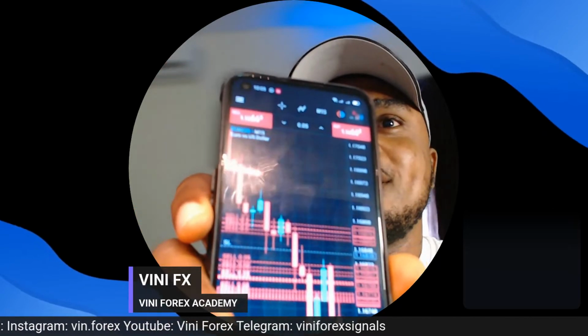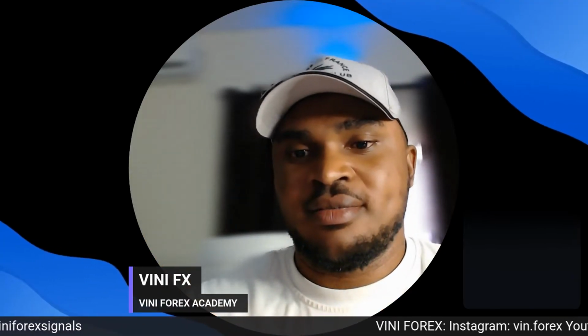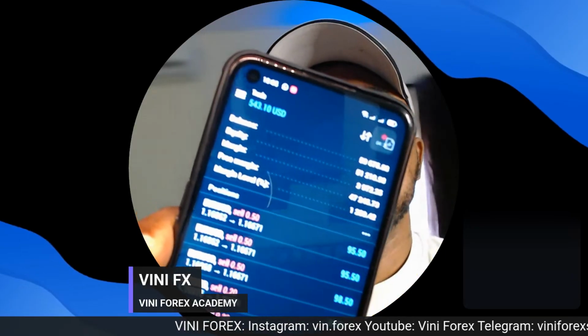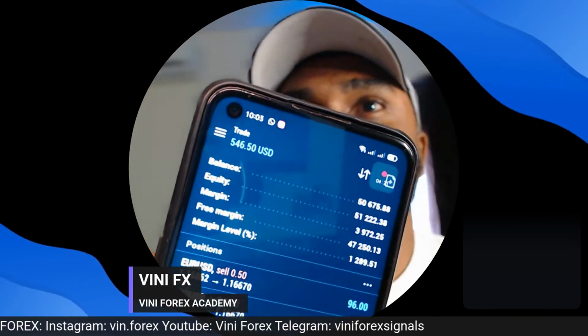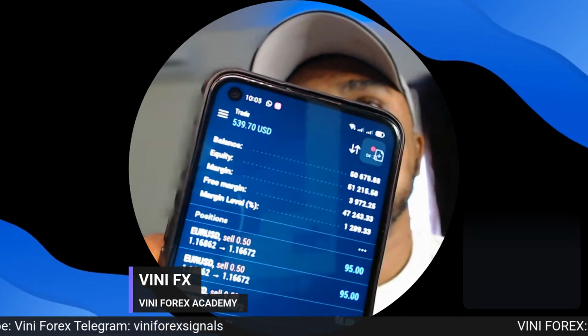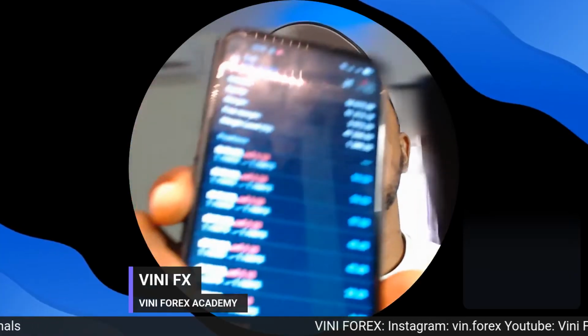This is the trade. Okay, I don't know why it's not focusing. This is it, although you can see it. That right there is $546.50 and counting. You see it. Profit. This is the trade.